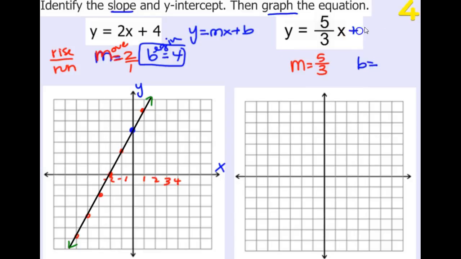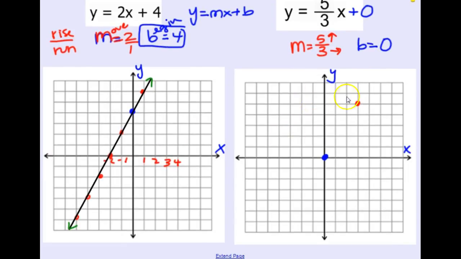And then b, we're really beginning at 0. So again, b tells me where to begin on my y-axis. So we're beginning at 0. And my slope tells me how to move. Rise over run. Rise 5, 1, 2, 3, 4, 5, and run 1, 2, 3.